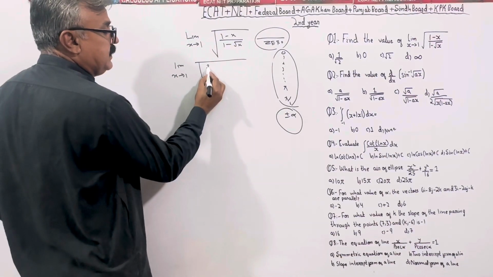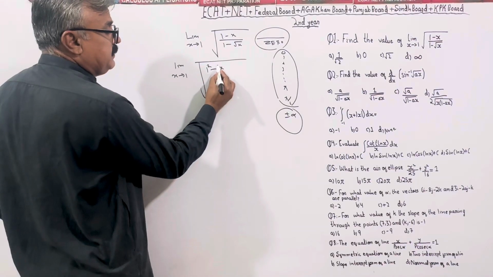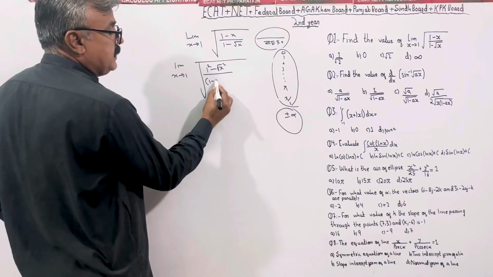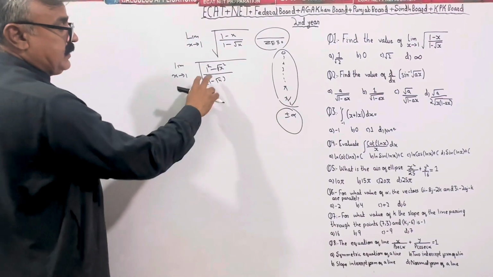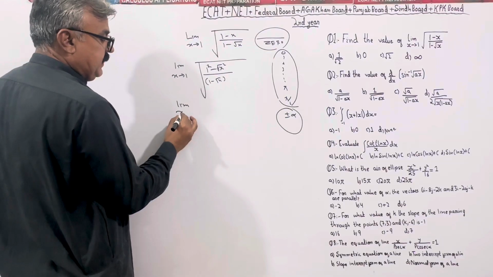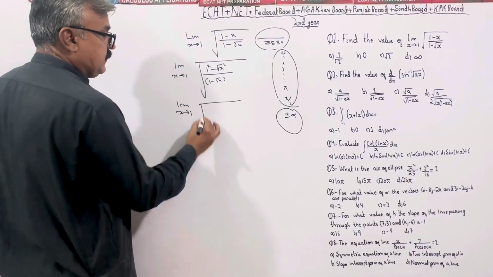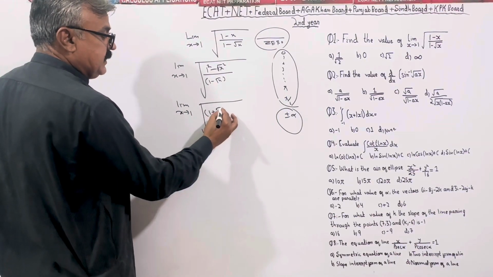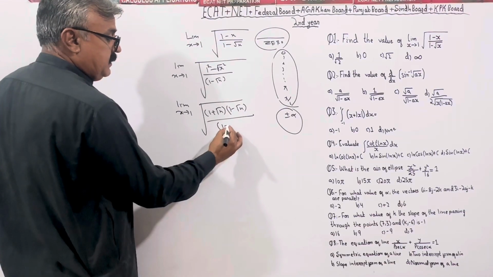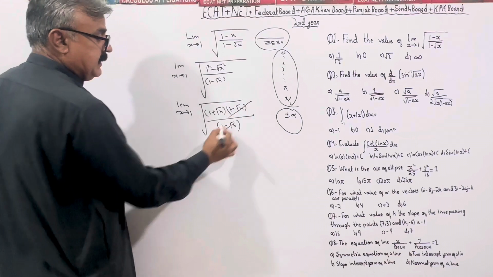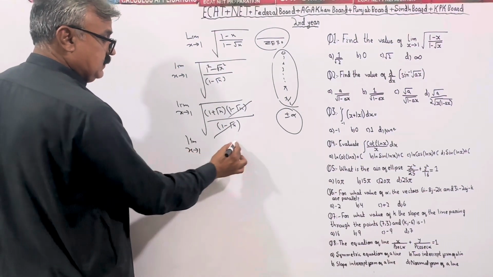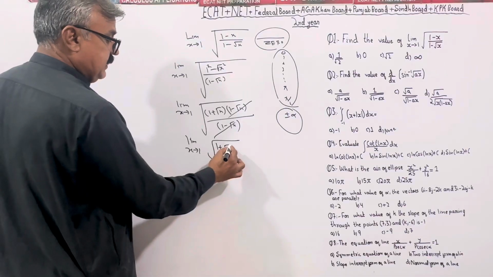If I write 1 squared instead of x, let me write root x squared over 1 minus root x. Okay, factorize the difference of two squares, a minus b, a plus b. We have limit x tends to 1 of (1 plus root x) times (1 minus root x) divided by (1 minus root x). Okay, cancelled out. Limit x tends to 1 of 1 plus root x.